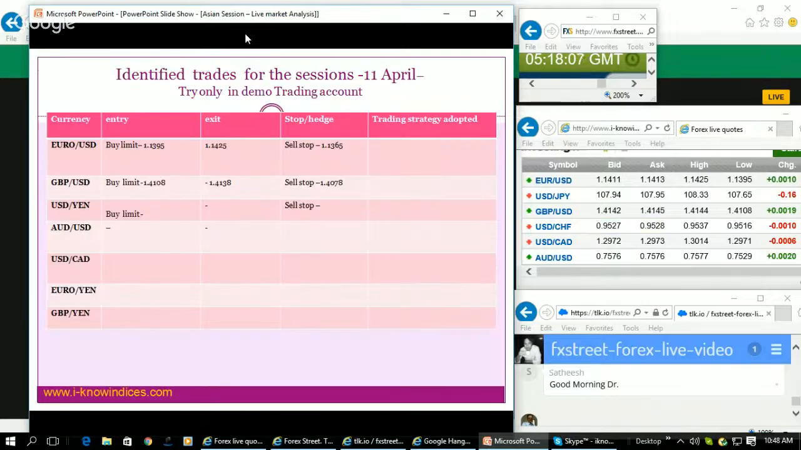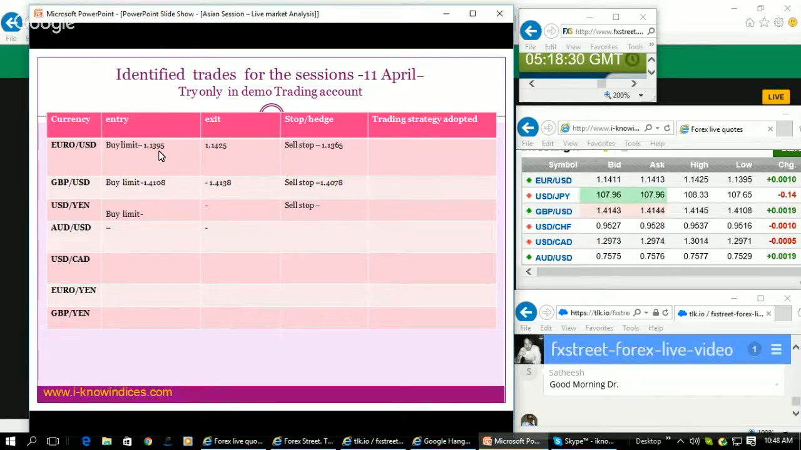Now with regard to the trade plan, I just kept a buy limit order at 1.1395 near the low. Still it is not being filled, and there is a take profit order 30 pips above and a hedge order 30 pips below to limit the risk.